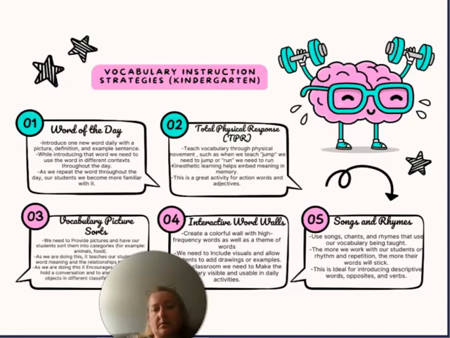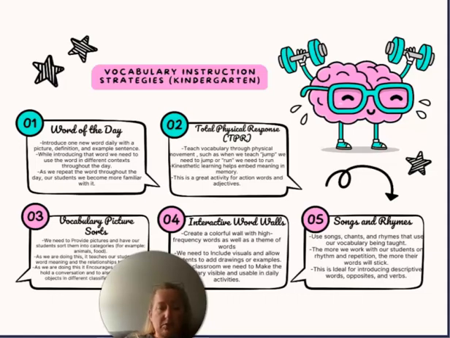There's also TPR, total physical response. Teaching vocabulary through physical movement, such as when we teach jump, we need to jump. When we run, we need to run. Kinesthetic learning helps embed meaning in the memory. This is also a great activity for action words and adjectives.